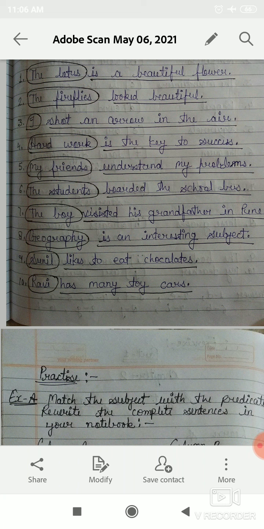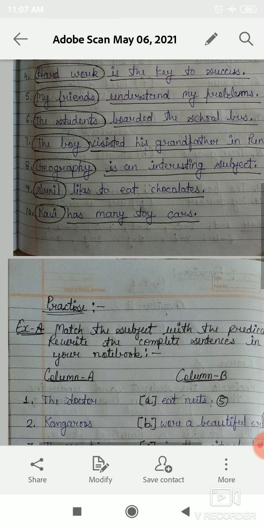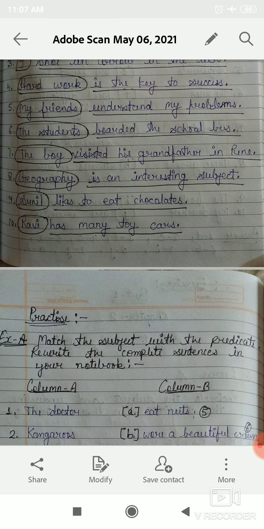So students, you have to circle the word Sunil because this is a subject, and you have to underline the group of words that is likes to eat chocolates because this is a predicate. Now next number 10. Number 10 is Ravi has many toy cars. Okay, so students, tell me which part of the sentence is subject here. Here Ravi is a subject because Ravi is the name of a person.